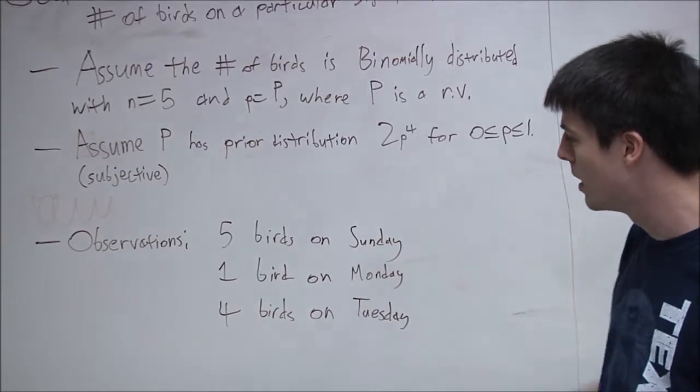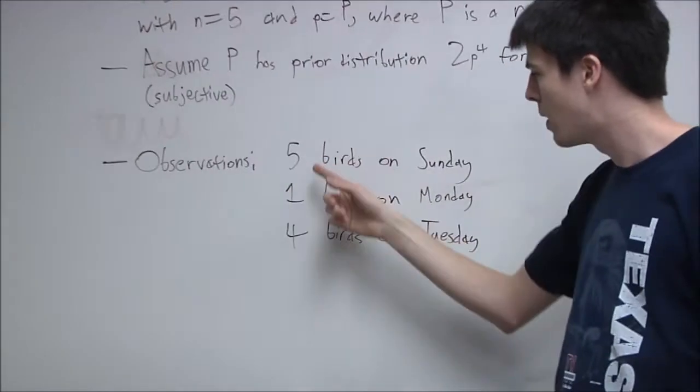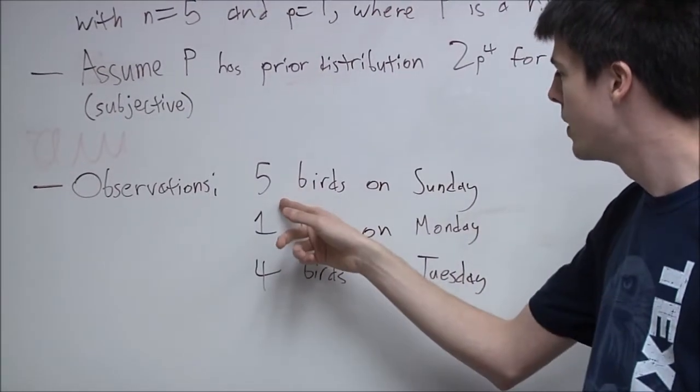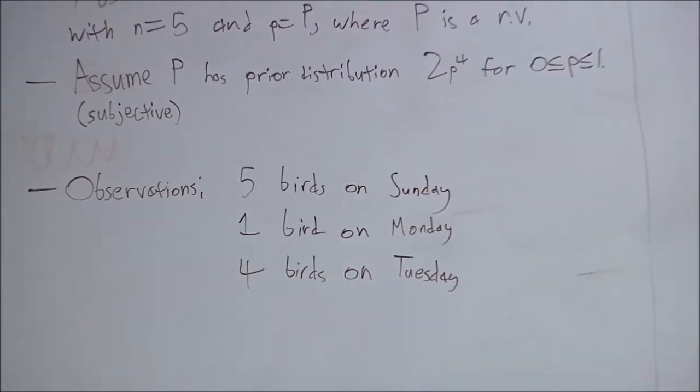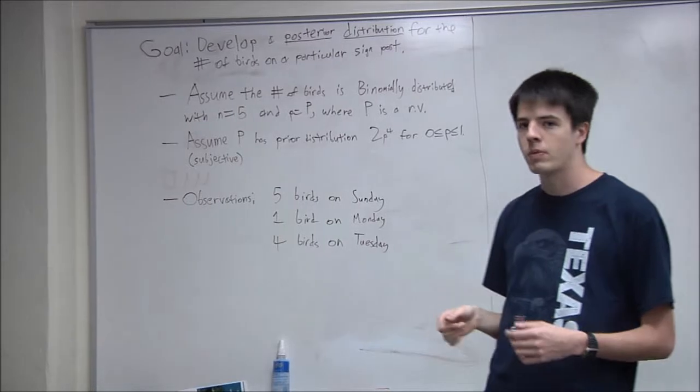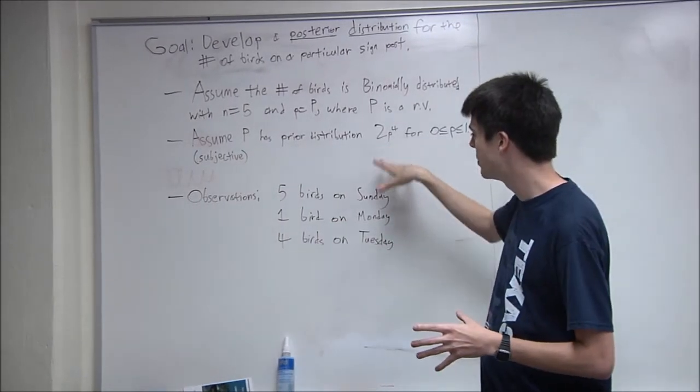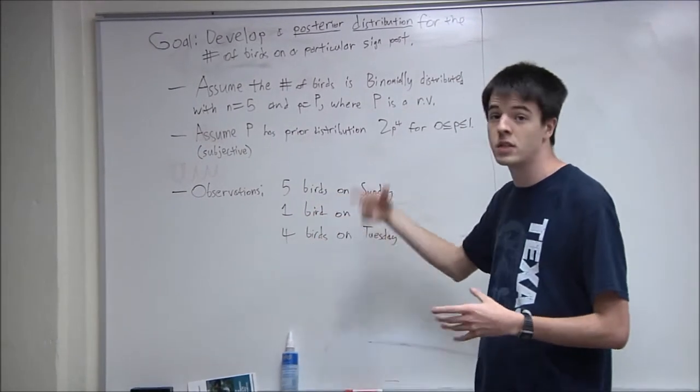We'll be updating that. And as I've already mentioned, here are our 3 observations. We observe 5 birds on Sunday, 1 bird on Monday, and 4 birds on Tuesday. And so we'll go ahead in a moment and look at what we need to do to our prior distribution to incorporate these observations and make it more accurate.